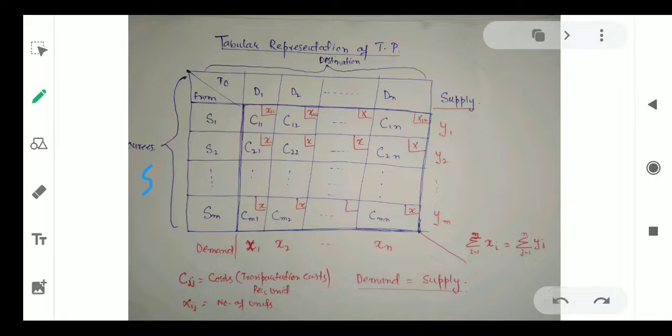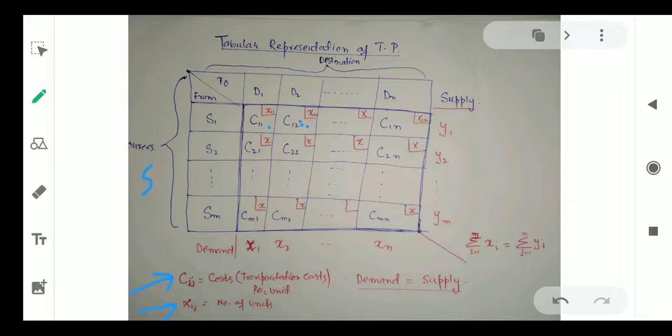Now, in each cell there is written C11 and X11, that is Cij and Xij. Cij represents the cost which we require to ship or transport one unit of an item from this route, that is from route C11. Likewise C12 is the cost associated when we transfer our products from this particular route. Likewise, the costs are given for each route.